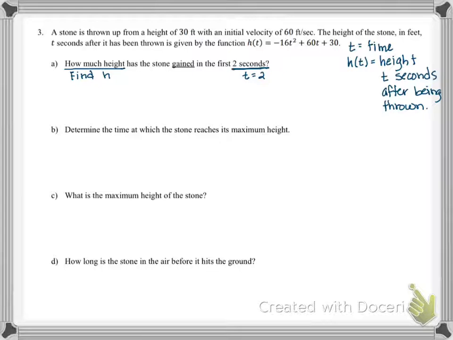So what should I do? Just plug in 2 for t. Yeah, we're just plugging. If we want to find a height and we know the time, then we're just finding h of 2, which is negative 16 times 2 squared plus 60 times 2 plus 30. So h of 2 is what? 86. 86. What did I just find?